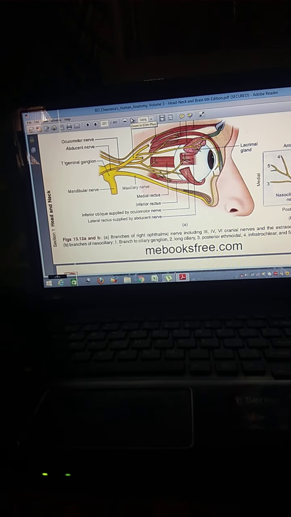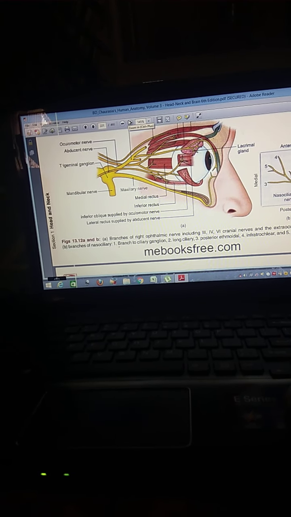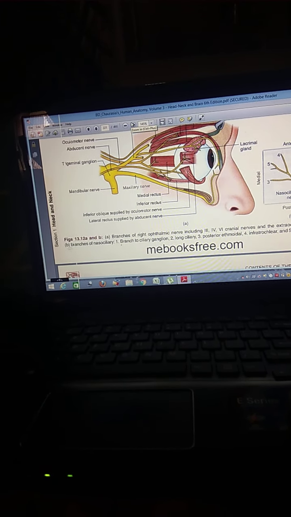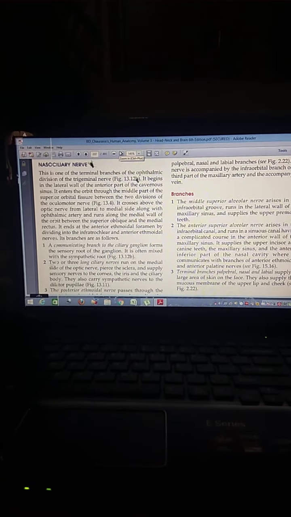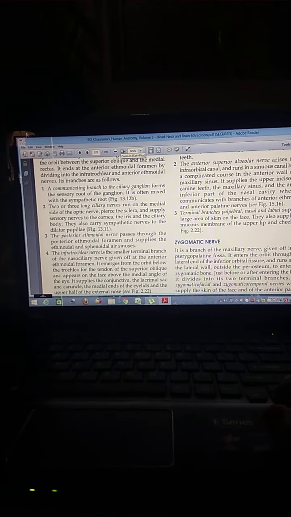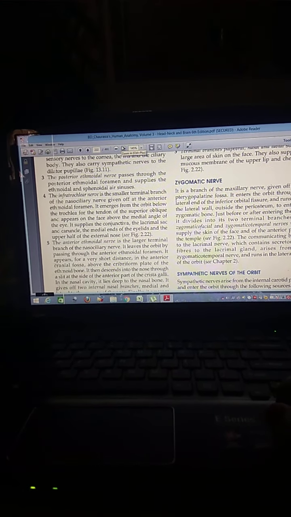Now this is the figure of the branches of the right optic nerve, and the second figure is the branches of the nasociliary nerve. The nasociliary nerve is one of the terminal branches of the ophthalmic division of the trigeminal nerve. Its communicating branch and other branches are the long ciliary nerves, posterior ethmoidal nerve, infratrochlear nerve, and the anterior ethmoidal nerve.